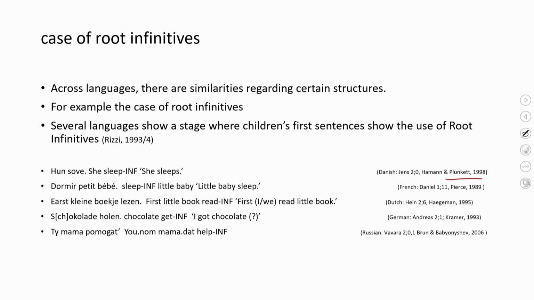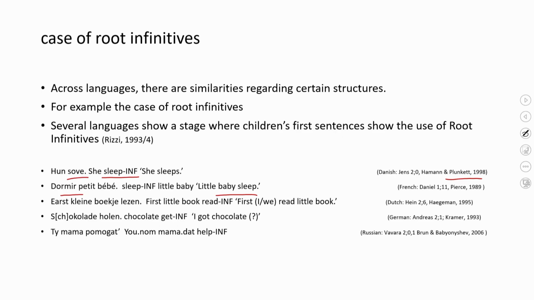For example, this is a Danish example by a child 2 years of age. What this sentence basically means is "she sleeps", but in the infinitive. This is the infinitive form of the verb "to sleep" that the child uses. Similarly, in the French example, a child named Daniel, 1 year and 11 months old, uses the same kind of structure: "little baby sleep". The infinitive form of the verb "to sleep" is utilized here.